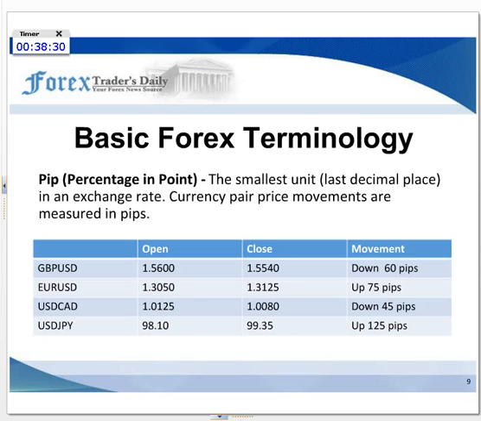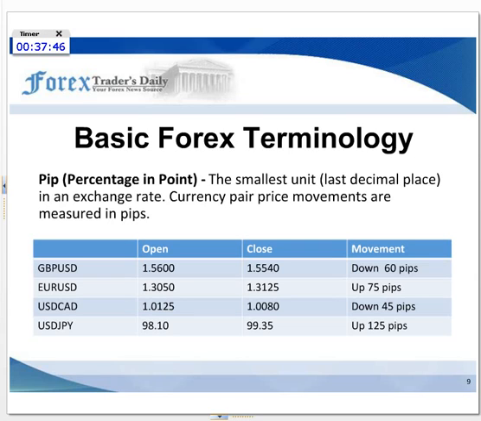Now, as you can see, an example that I have here in this little table, let's just look at the GBP/USD, the pound versus the US dollar. The price went from 1.5600 down to 1.5540. And we would look at this as a change of the price of 60 pips. Or we could look at a different currency pair. Let's look at the USD/JPY, for example. The price went from 98.10 up to 99.35, which is a change in price of 125 pips. So that's how we're going to measure currency price movement, using those exchange rates.